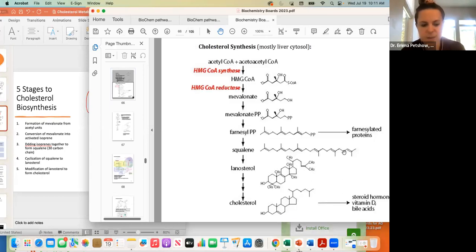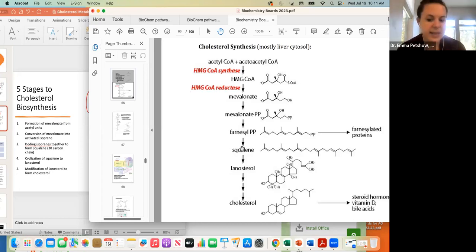So the cyclization of squalene, and then you're going to modify lanosterol, which is essentially the precursor to create its final form, which is cholesterol. So 5 major steps. Your main rate controlling step is the conversion to mevalonate. If you can get here, you'll likely move forward in this process. So that's why HMG-CoA reductase is our rate limiting enzyme for cholesterol synthesis.